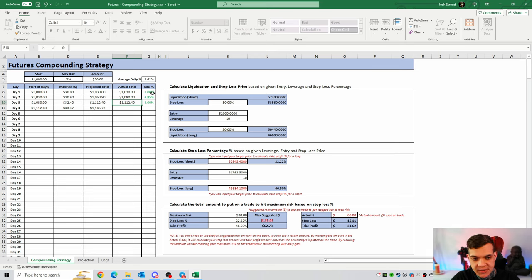Now here, the goal is 3%. Here the goal is 3%. But here we made 4.85%. So some days you're going to make more and some days you're going to get stopped out. That is the reality of it.